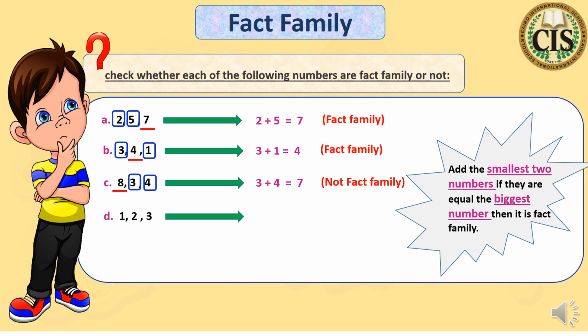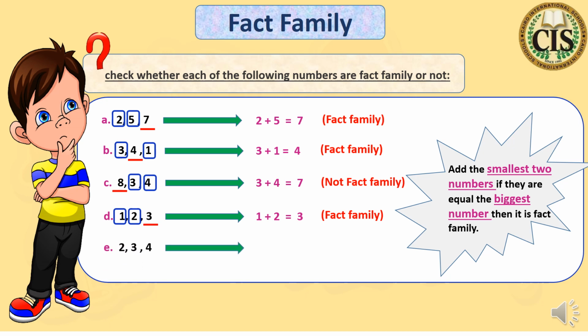The fourth question, we have 1, 2, and 3. Look carefully to pick the smallest 2 numbers. The smallest 2 numbers are 1 and 2. Add them together, the result equals 3. 1 plus 2 equals 3. Yeah, equals to the biggest number. So it's a fact family.